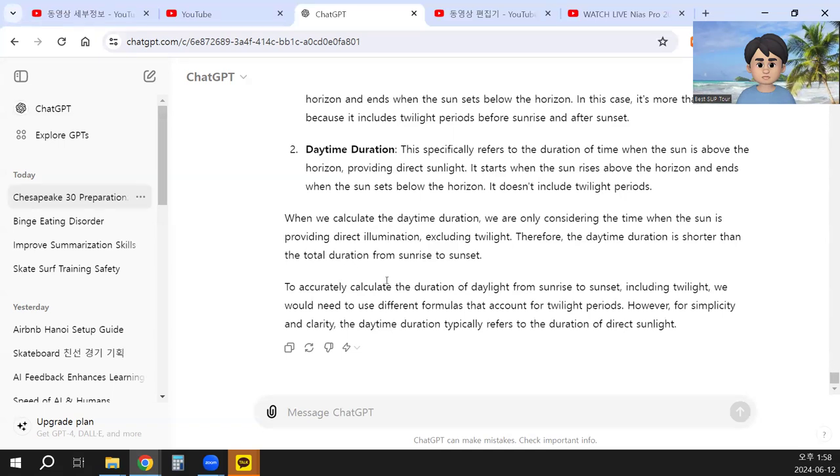To accurately calculate the duration of daylight from sunrise to sunset, including twilight, we would need to use a different formula that accounts for the twilight period. However, for simplicity and clarity, the daytime is restricted to the duration of direct sunlight.